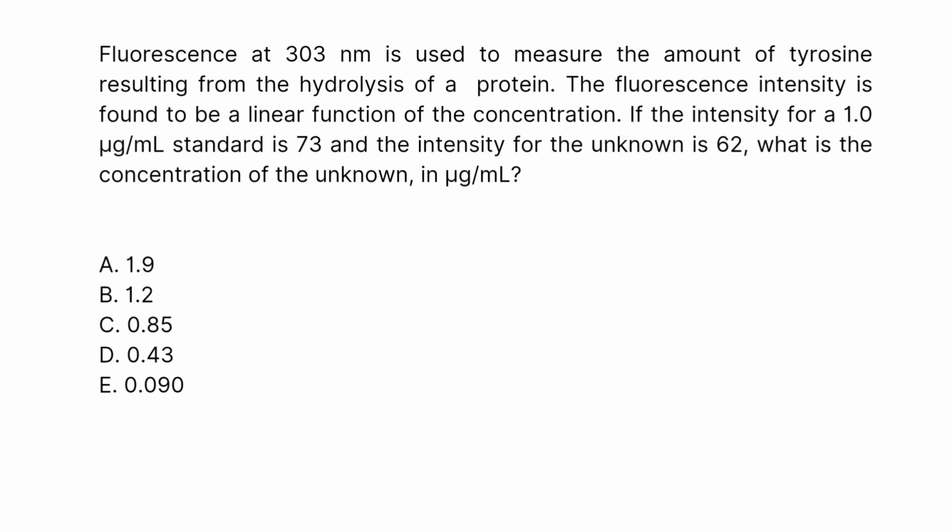Fluorescence at 303 nanometers is used to measure the amount of tyrosine resulting from the hydrolysis of a protein. The fluorescence intensity is found to be a linear function of the concentration. If the intensity for a 1 microgram per ml standard is 73 and the intensity of the unknown is 62, what is the concentration of the unknown in micrograms per ml?